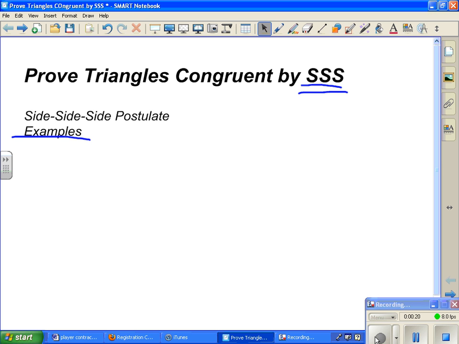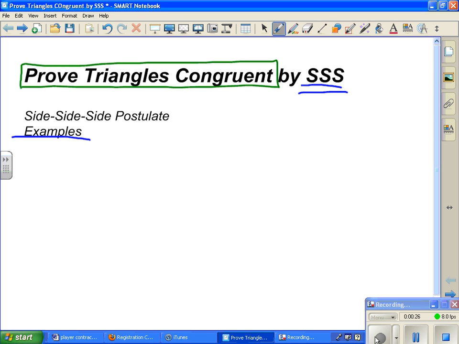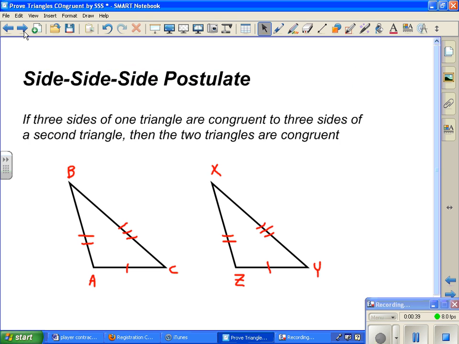What we're trying to do for the next few days is prove that triangles are congruent. We've gone over a lot of properties of triangles. Now we need to prove that two triangles are congruent by several different methods. First one is going to be side, side, side. Okay? Let's take a look at it.